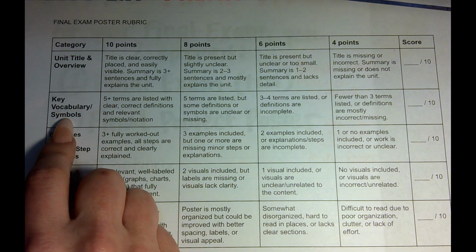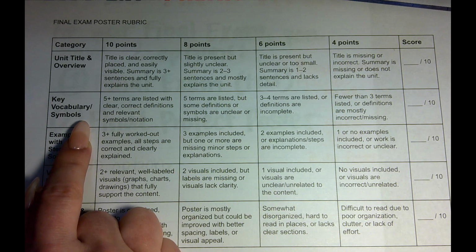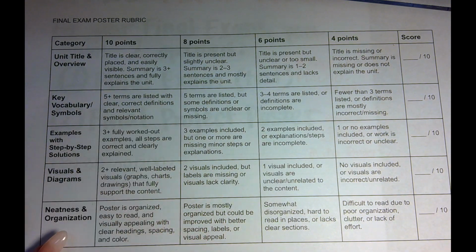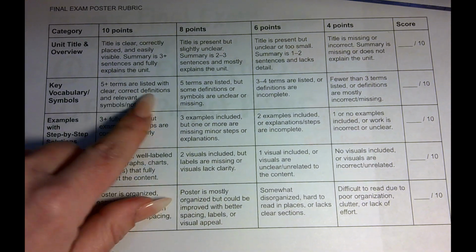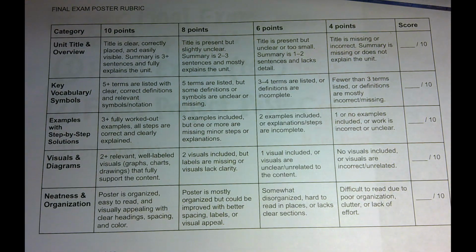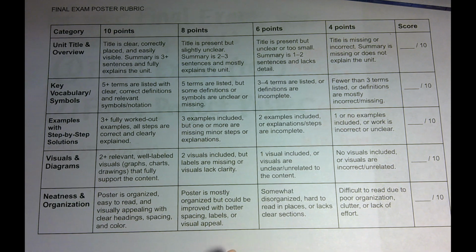The next category is vocabulary and symbols. You'll need at least 5 terms that are listed and defined. Now, those could be anything as simple as, in geometry we have lots of vocab words. Square, rectangle, line segment, angle, lots of words you can define. You should have no problem finding 5. And you can obviously go down the line and see how many points you will get if you do less than 5, or if you don't make your definitions accurate the way they should be.